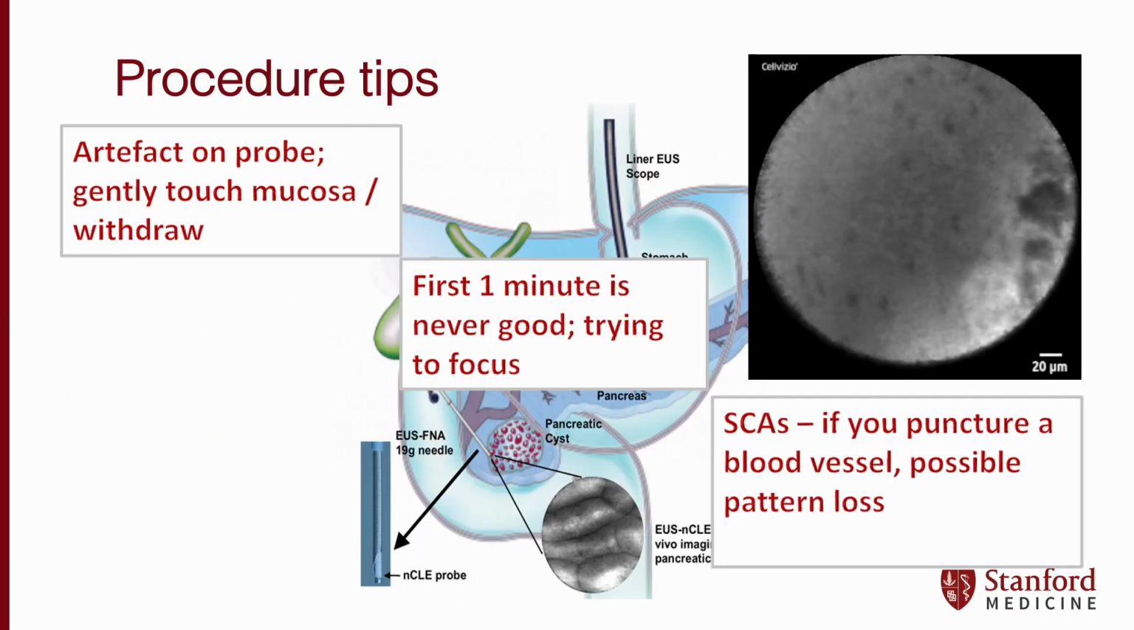Sometimes when you advance and you're inside the cyst, you might have an artifact at the tip of the mini probe. All you need to do is advance the mini probe to the wall of the cyst and then withdraw it back. That can get rid, most of the time, of the artifact that you get on the probe.